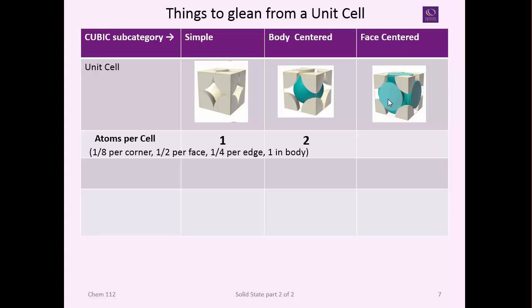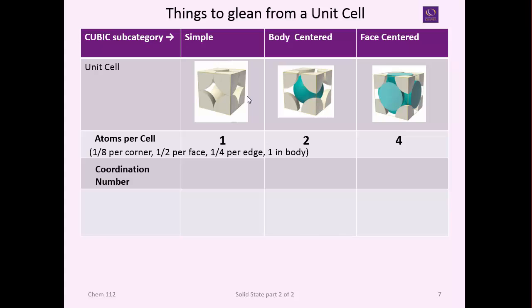This is the most efficient packing scheme of the cubic family. So you have 1/8 in each of the corners. That's 1 atom. And then you have 1/2 on each of the faces, and there's 6 faces. So that's 3, plus 1, that's 4 atoms per cell.